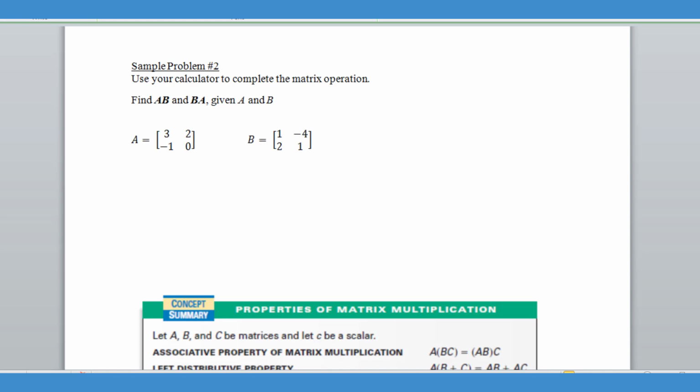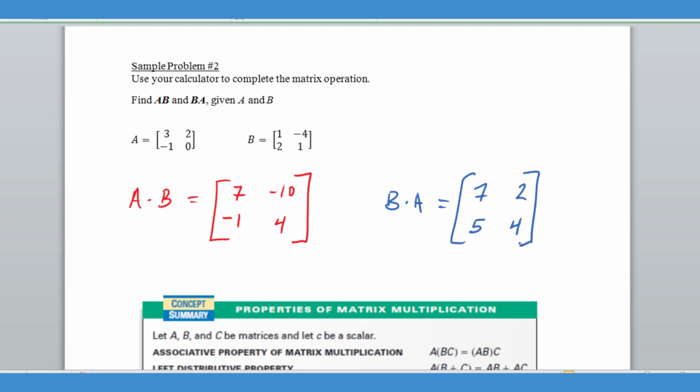Okay, so if I did this, A times B is going to give me a 2 by 2 times a 2 by 2. So my resulting answer should be a 2 by 2, and in this case you should have come up with that matrix. And if I reverse this process, B times A, it's still 2 by 2 times 2 by 2, so that means that we can have a matrix. But notice, it's not the same matrix.